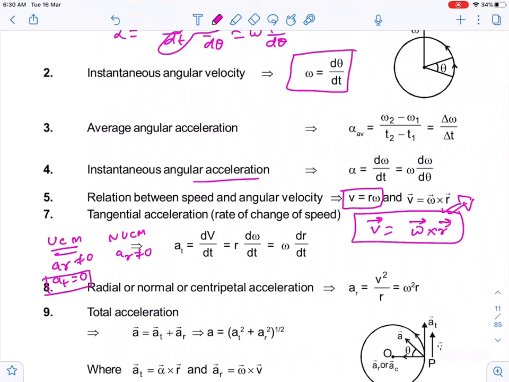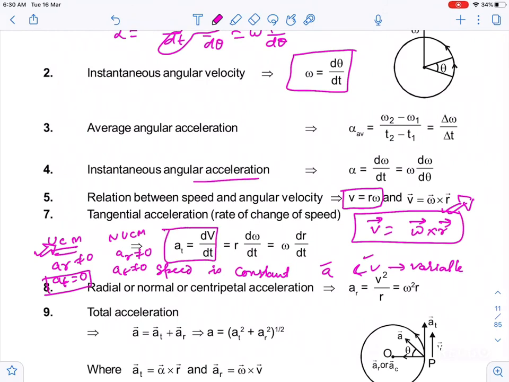Tangential acceleration is used to increase the speed of the particle moving in circular motion. Here, in uniform motion, speed is constant. Keep this in mind, guys: circular motion is an example where speed is constant, but acceleration and velocity are variable, because velocity and acceleration include direction also. So in uniform motion tangential acceleration is 0, and in non-uniform motion it is not equal to 0. This tangential acceleration can be written as dv by dt. Since v is equal to omega r, dv by dt can be written as d omega into r by dt.